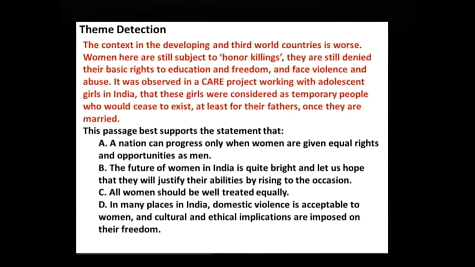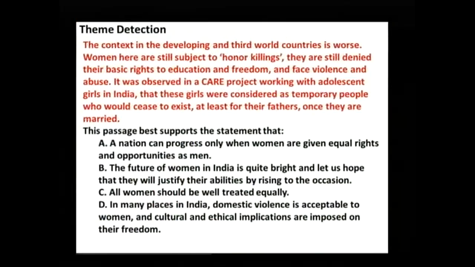Option number 3, all women should be well treated equally. That means every woman around the world, doesn't matter which country, should be given equal opportunity, equal rights and equal treatment. Last one, in many places in India, domestic violence is acceptable to women.